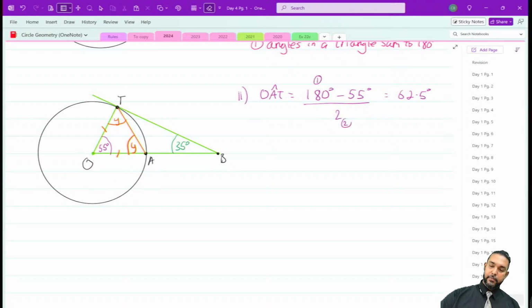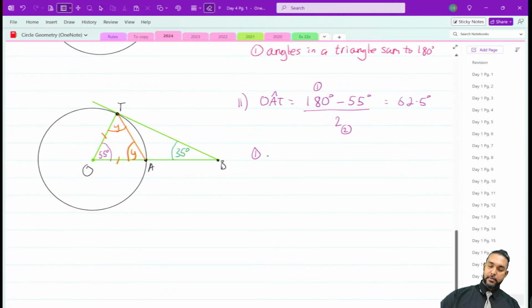Put a little 2 down here, right? So for item 1, rule 1 from above applies, which is the angles in a triangle sum to 180. And rule number 2 is that base angles of an isosceles triangle are equal.